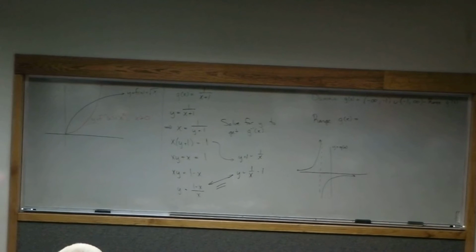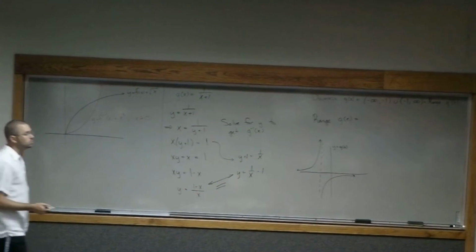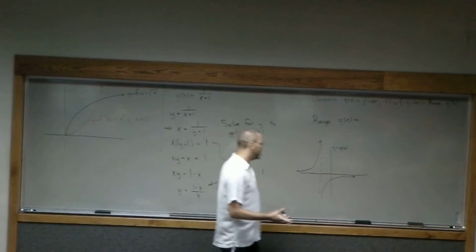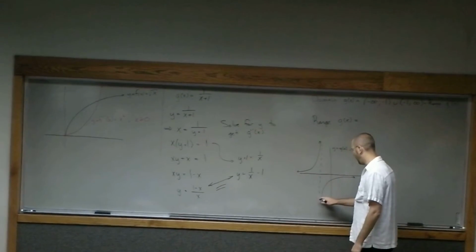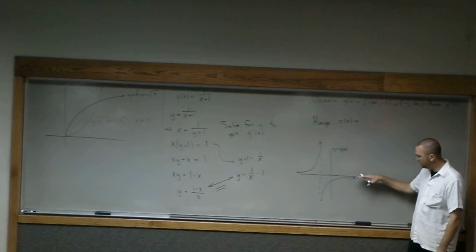What output values am I getting from this graph? Another question: what output values do I not get? 0. The only thing that I don't get from this graph is the value 0.